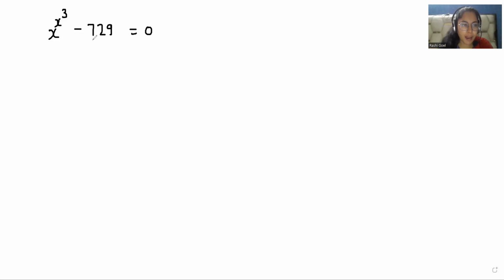So first I am taking minus 729 to the other side. So (x^x)^3 is equal to 729. So 729 we can write as 9 cube, so I'm going to replace it. So (x^x)^3 is equal to 9^3.